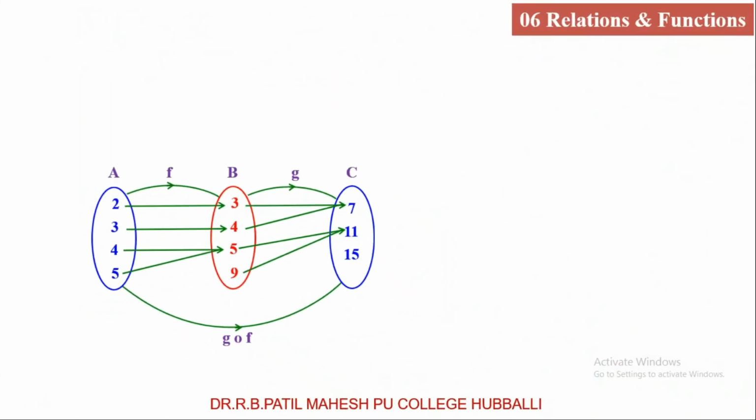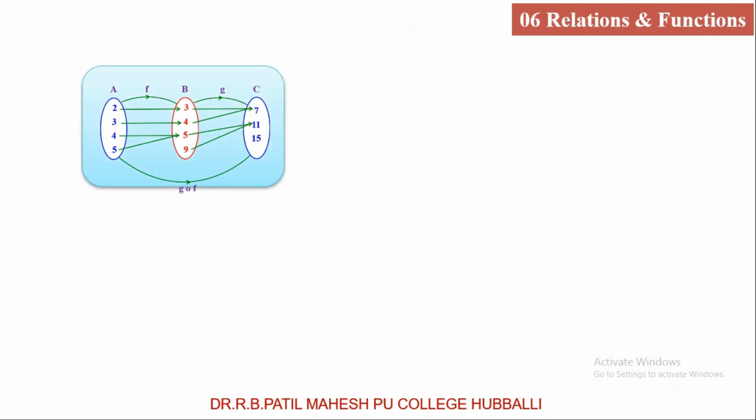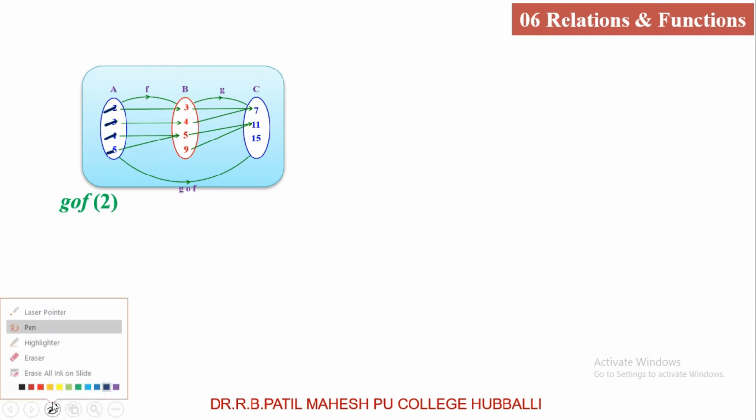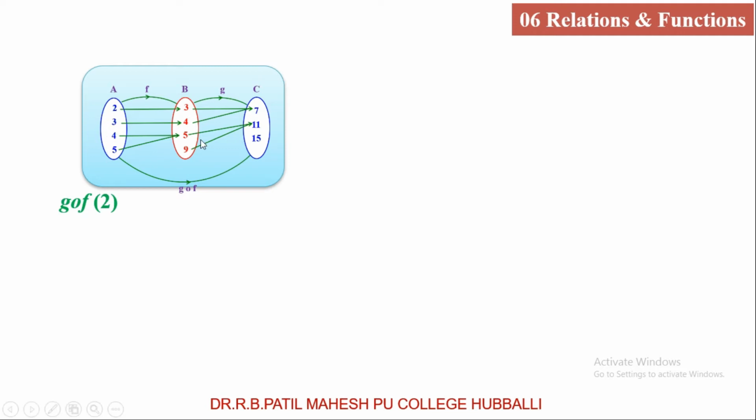Taking this aside, let us find out G composition F of 2, because the first element is 2, after that 3, then 4, then 5. So one by one we will find out the element, students. First element: G composition F of 2 is equal to, by definition, what I said, just remove the small circle, so it will be G of F of 2.